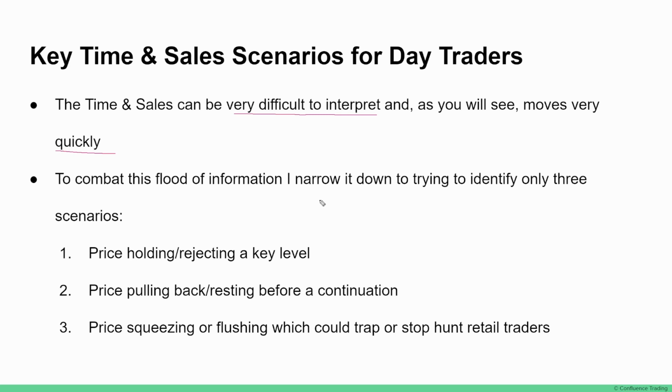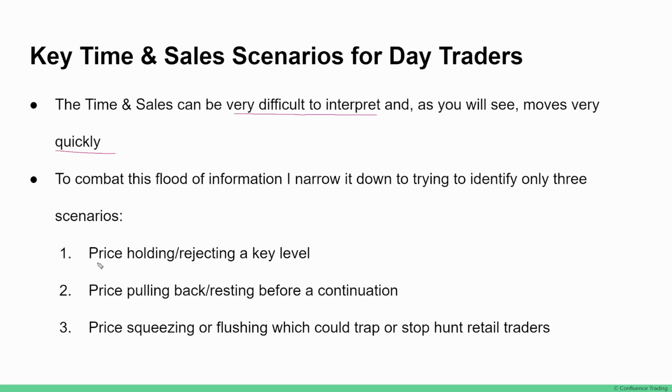So these scenarios might be slightly different for your own trading. What you can do is identify key points where you would have wanted to take a trade, and then go re-watch them in replay mode to identify what the time and sales was doing at that level. But for me, basically what I'm trying to do is identify one of these 3 scenarios in combination with the other things we've already learned in this course.